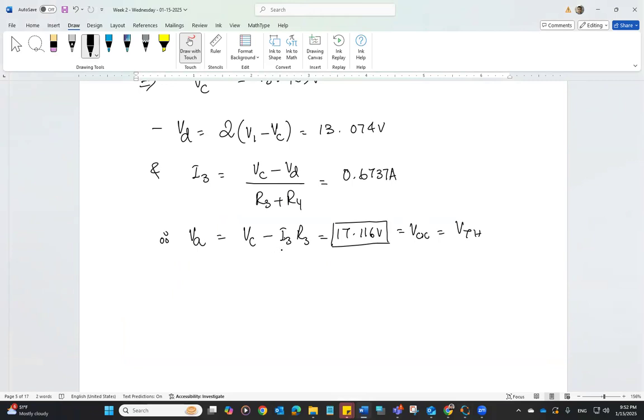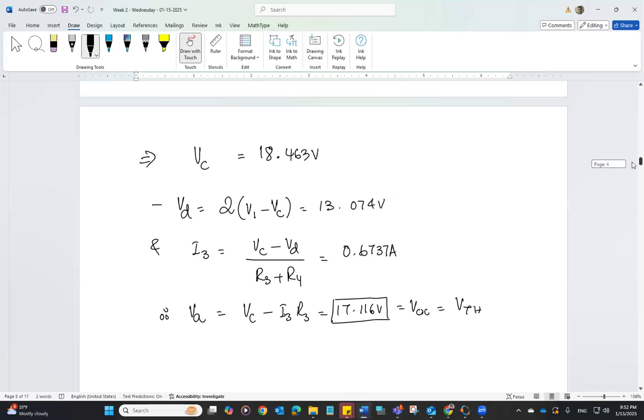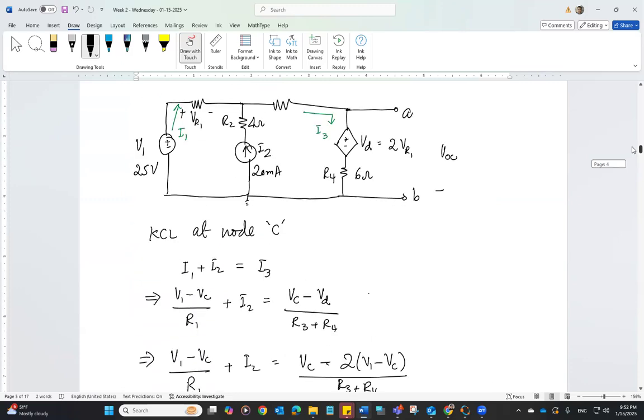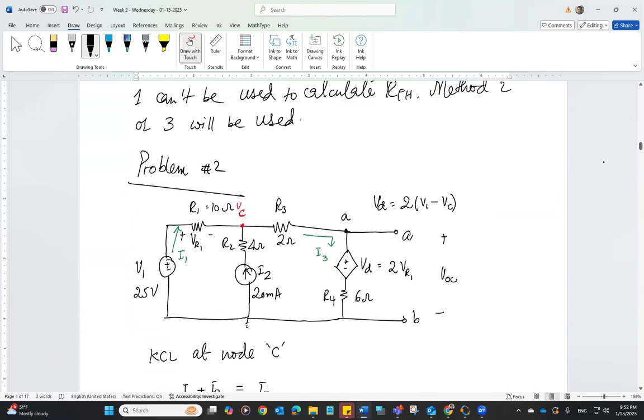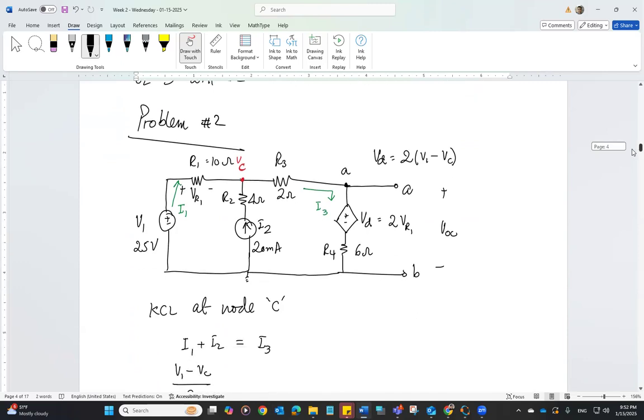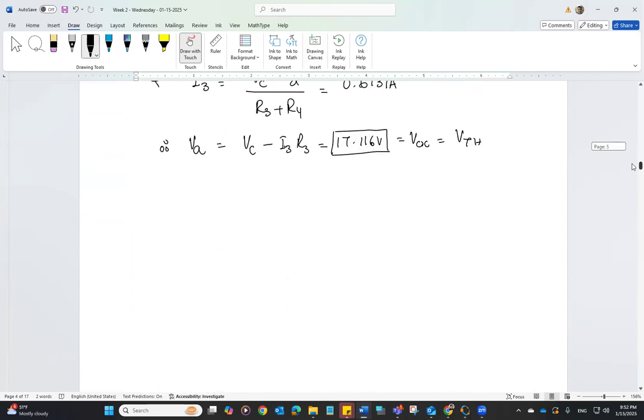Now, if you use method number 2, which I'm going to discuss now, or method number 3 to calculate our Thevenin, the open circuit voltage is going to be found using the regular method. Employ any method which is easier and find the open circuit voltage. So now method number 2 to calculate our Thevenin.